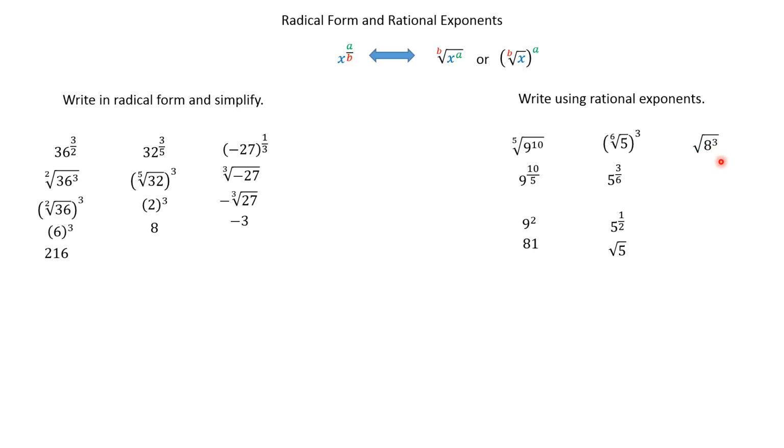Another one, square root of 8 cubed. So it's like this. So the a is 3, but there's no b. What number would go there if there's no number there? No, it's not 1. No, it's not 0. Remember, this is a square root. That's always been a 2. We just don't put it there. So this would be 8 to the 3/2.